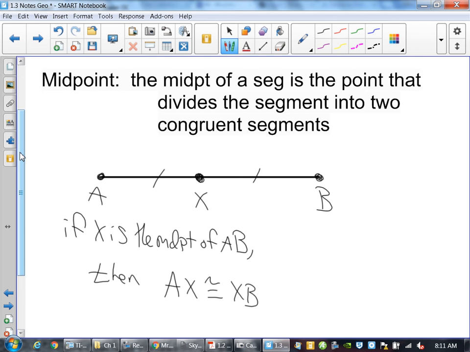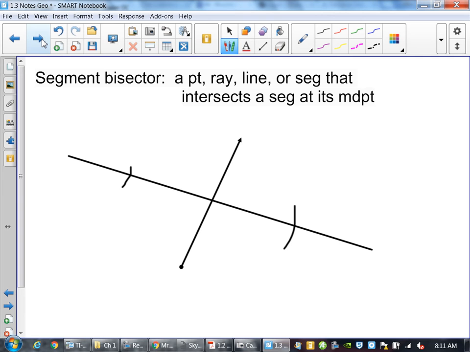All right, so here's another one, a segment bisector. A segment bisector is just like a midpoint, but it can be more than one thing. A segment bisector can be a ray, a segment, a line, really anything else. It's a more general term than midpoint. It does the exact same thing, it just can be something besides a point, that's all.